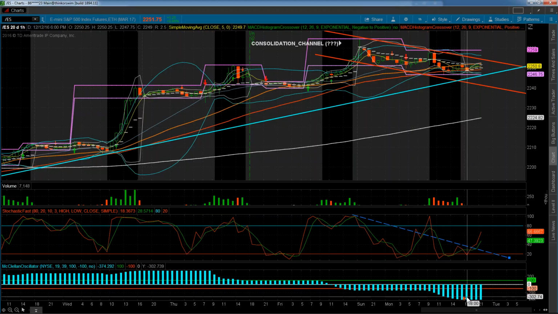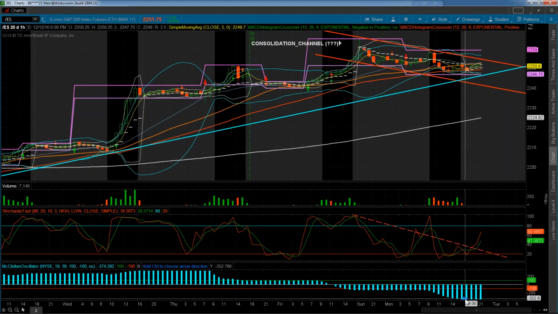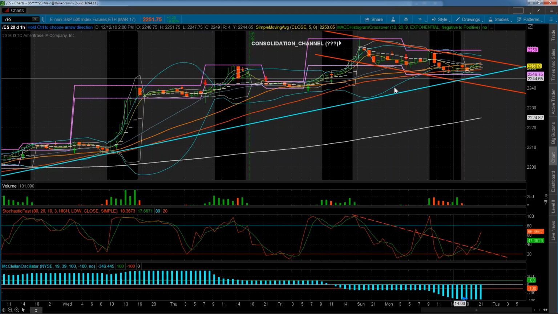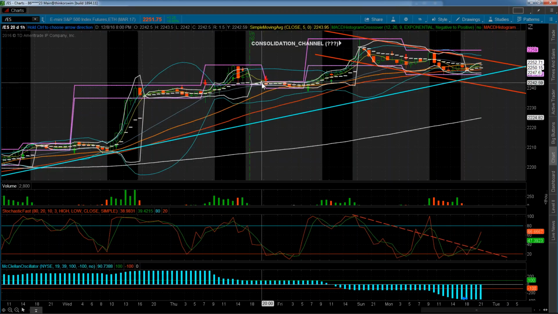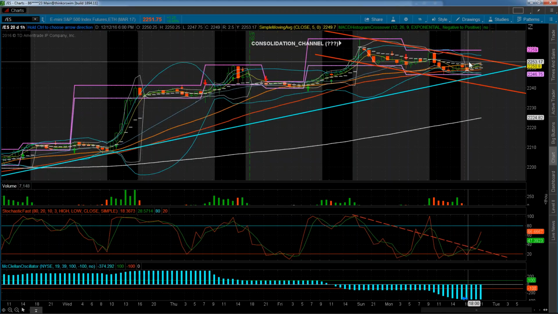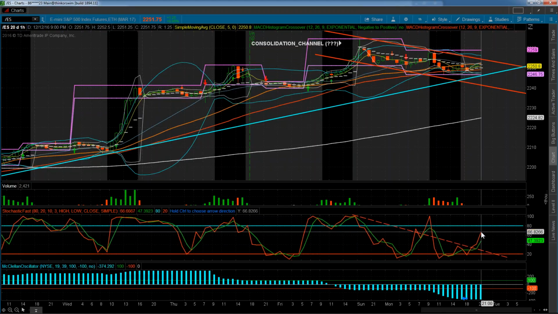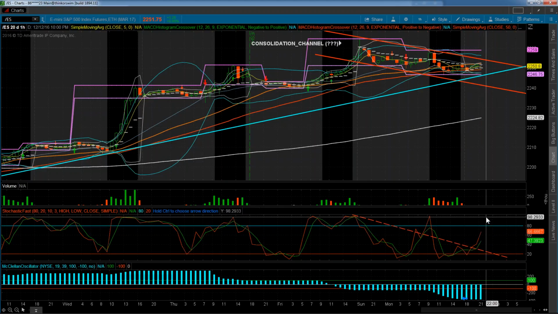McClellan oscillators were at minus 352. Look what's happening since 4 o'clock. It's 9 o'clock right now, 9:44. It's already getting overbought. So by the time you wake up in the morning, if futures are up 3, it's a sell zone.